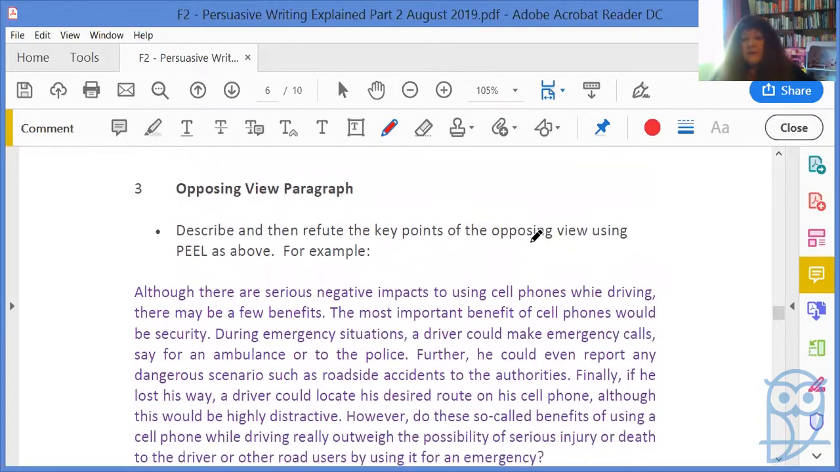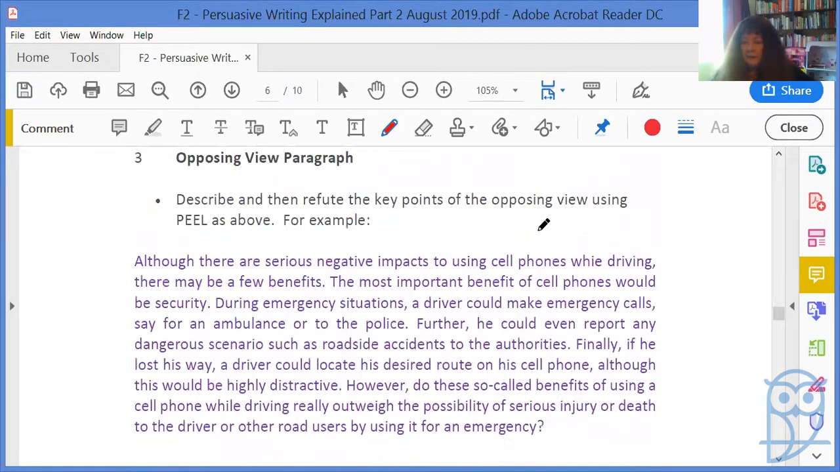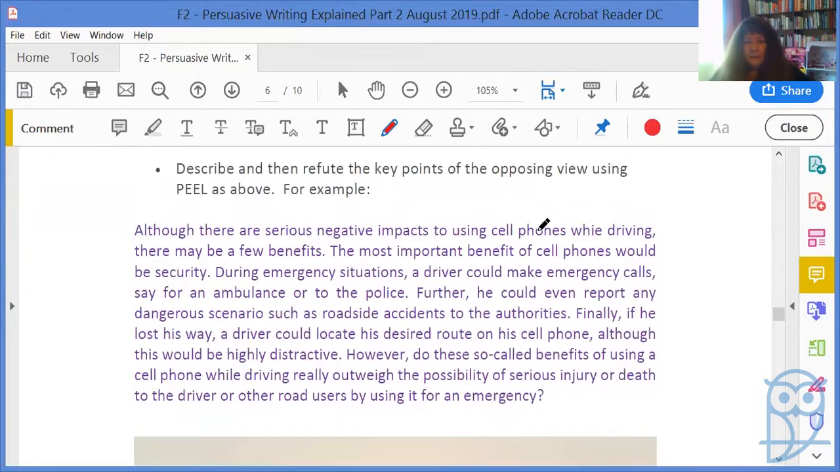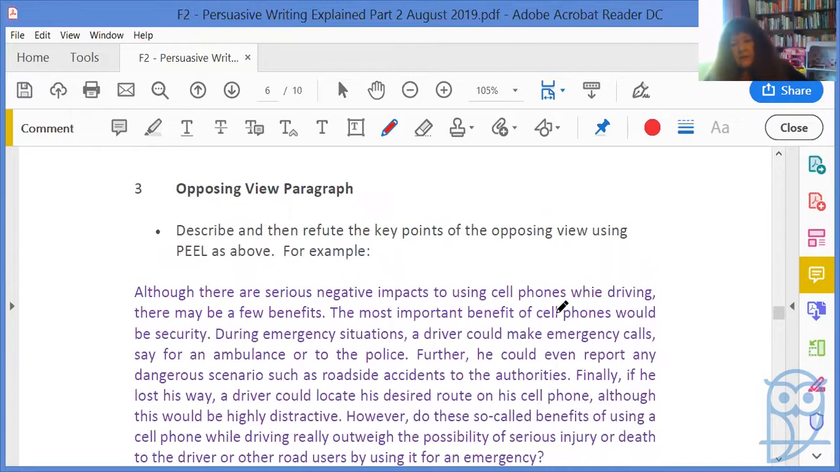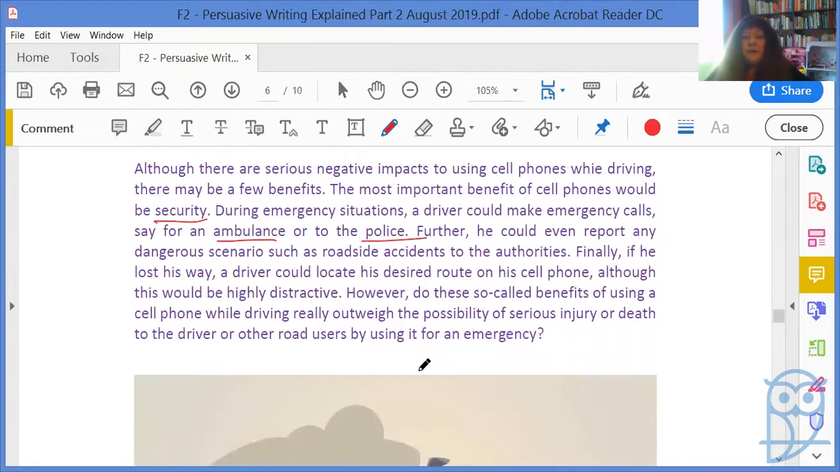Right, so you're trying to persuade someone in this essay of yours not to use cell phones, but you have to have the opposing view paragraph, the counter argument, okay? Although there are serious negative impacts to using cell phones while driving, there may be a few benefits. The most important benefit of cell phones would be security. During emergency situations, a driver could make emergency calls, say for an ambulance or to the police. Further, he could even report any scenario such as a roadside accident to the authorities. Finally, if he lost his way, a driver could locate his desired route on his cell phone, assuming it has GPS, although this would again be highly distractive.